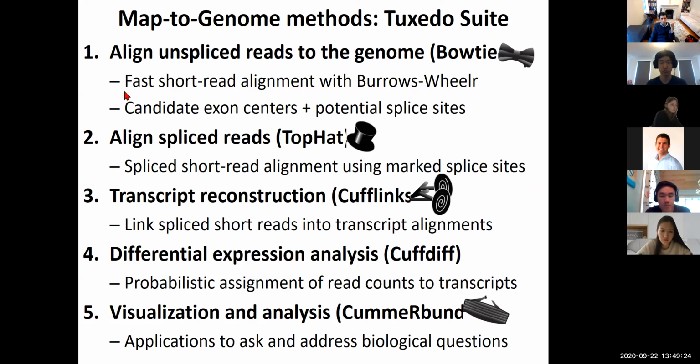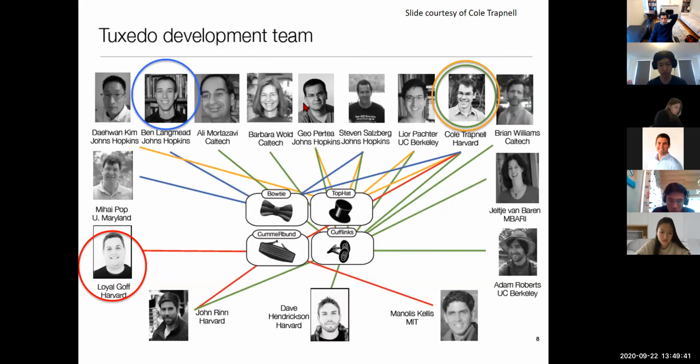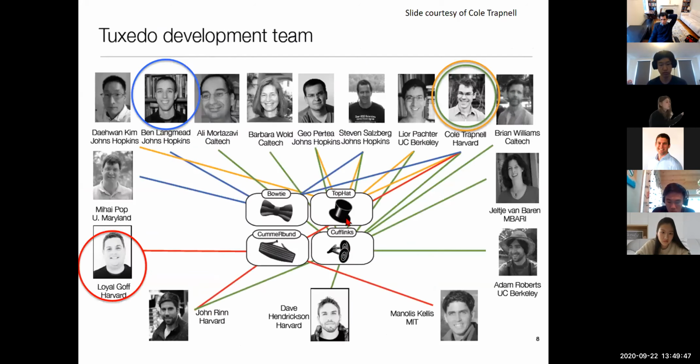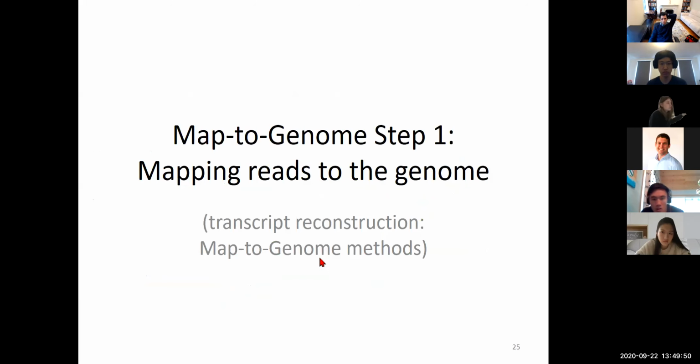So, first you align the unspliced reads, then the spliced reads, then you mark the splice sites, and then you construct the transcripts, you figure out the differential expression, and then you analyze the results. Awesome. All right, so that's basically a huge, awesome set of tools, and that's the overall combination of tools.